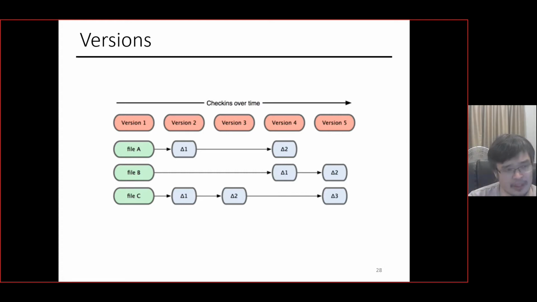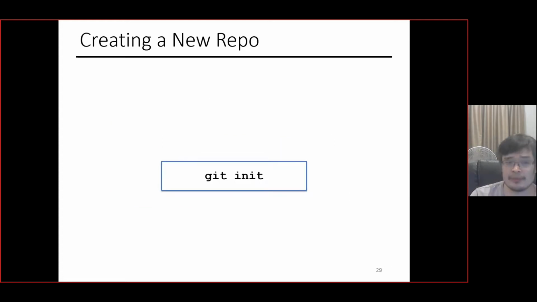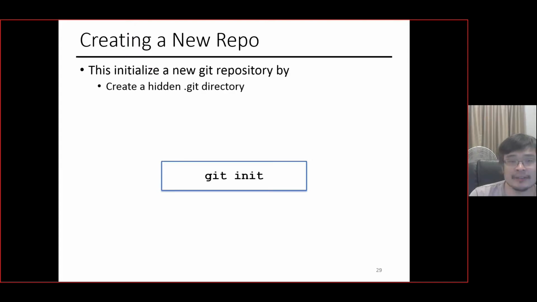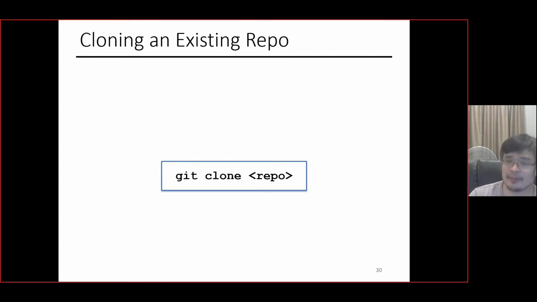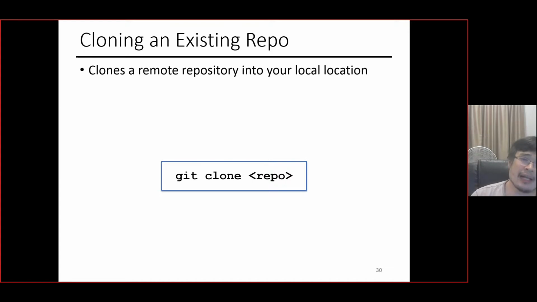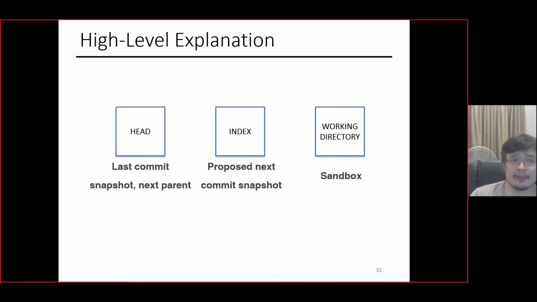And to create a new repository, you can call the command git init, right? This would initialize a new Git repository, and would basically create this hidden .git directory. You can clone an existing repository using git clone and the repository name. This allows you to clone a remote repository to your local location. So here's a high-level explanation.